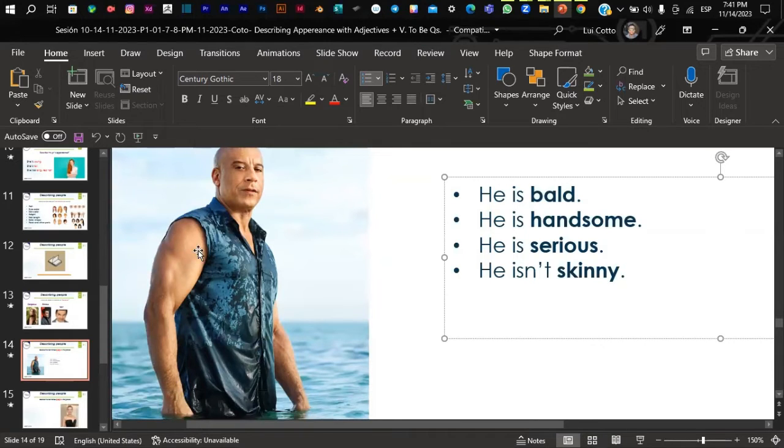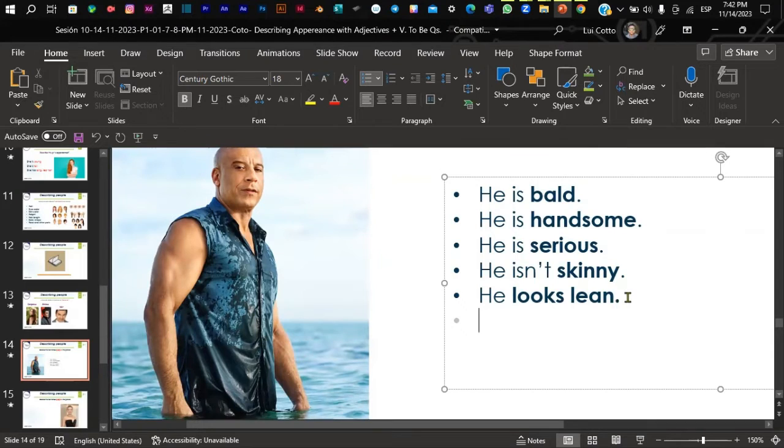Y dice lean, lean. Pero en lugar de he is or he isn't, puede usar otros verbos. For example, look. Look, it's another verb that you can use to talk about appearance. He looks. Lean. Correct. He looks lean.